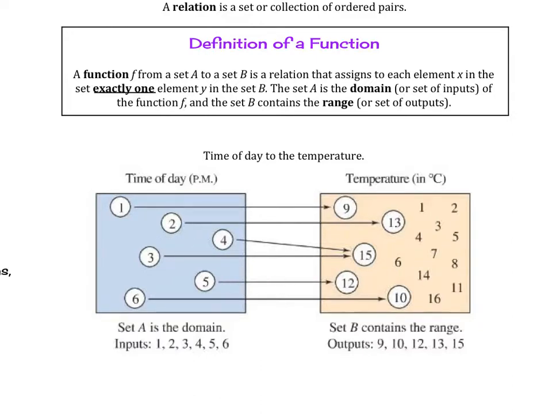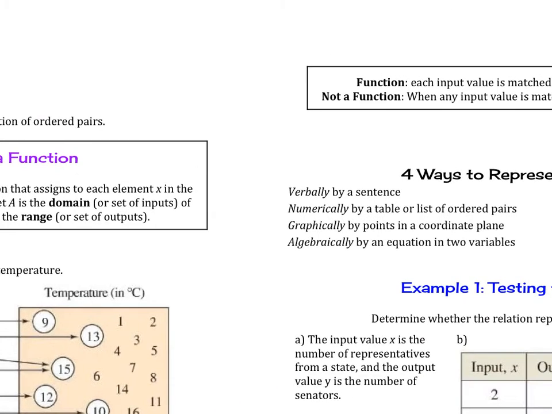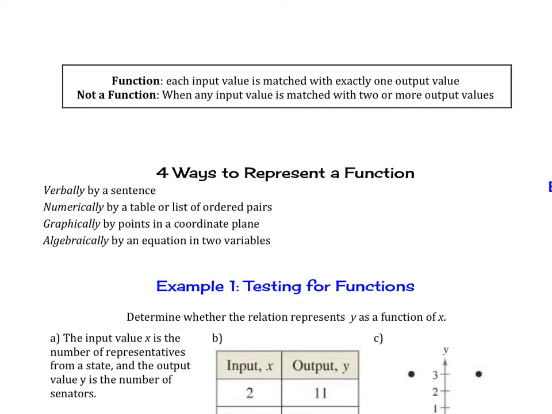Notice, in reality, at each time of day, you can only have one temperature, right? At 2 p.m., for example, you cannot have 13 degrees Celsius and 12 degrees Celsius. So it doesn't make sense. So it's a function if each input has exactly one output. When it's a function, each input value is matched with exactly one output value. What's not a function is when any input value is matched with two or more output values. So for example, like our time of day, we can't have two different temperatures.